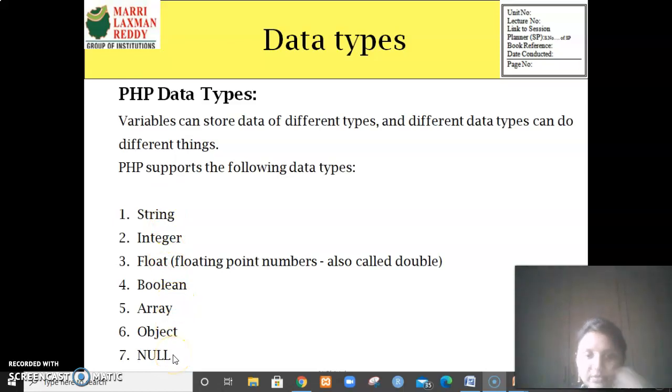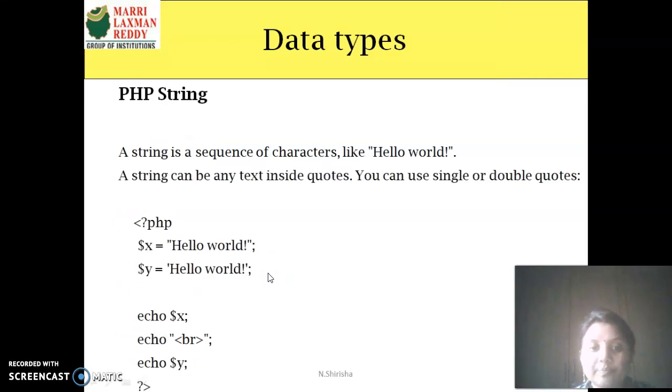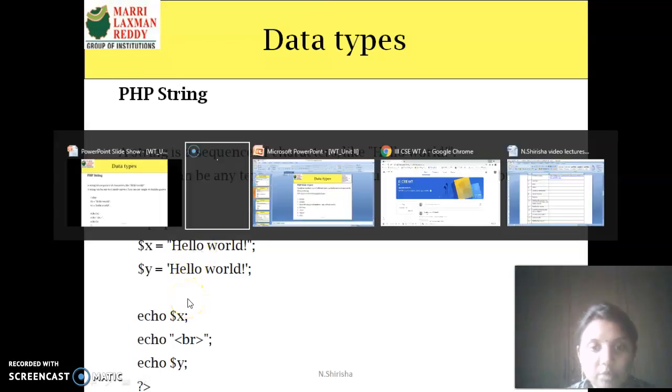Coming to your first, strings. Strings are a sequence of characters, like Hello World or Murray Lakshman Reddy Institute of Technology. See, you have a set of words that can be given. It's just a sequence of characters which can be given in double quotes, or you can give it in single quotes too. A string can be a text inside the quotes, either single or double. So let us execute a small program.